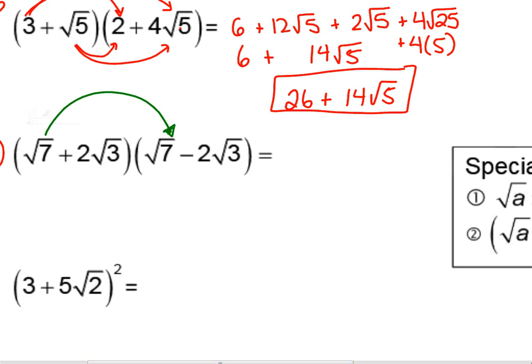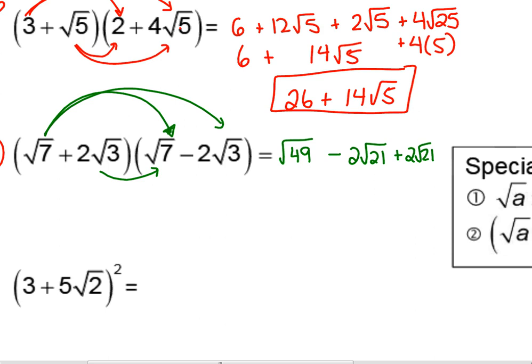So root 7 times root 7 is root 49, or you might have just written 7, and that's okay too, if you want to go straight to that. Root 7 times negative 2 root 3 would be negative 2 root 21. Then you should have had a plus 2 root 3 times root 7, it's both positive, plus 2 root 21. And last, positive 2 root 3 times negative 2 root 3. Well, the positive 2 times negative 2 is negative 4, and then root 9.